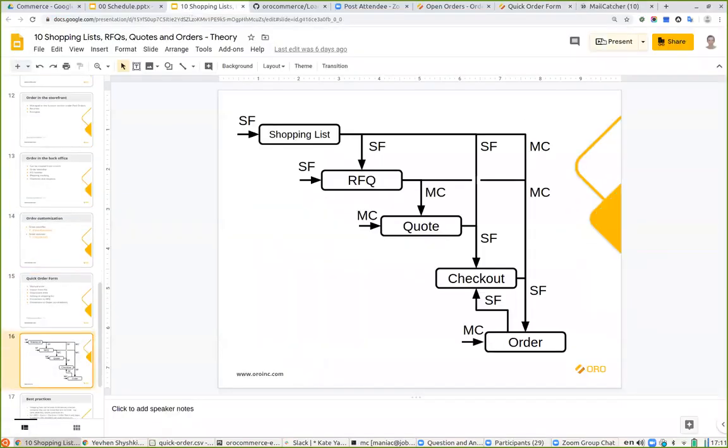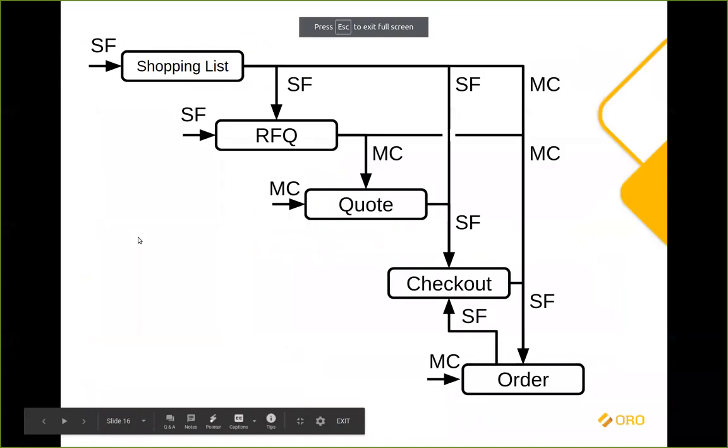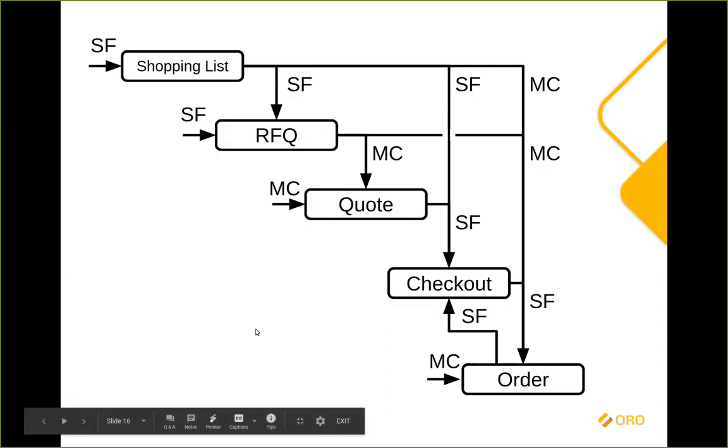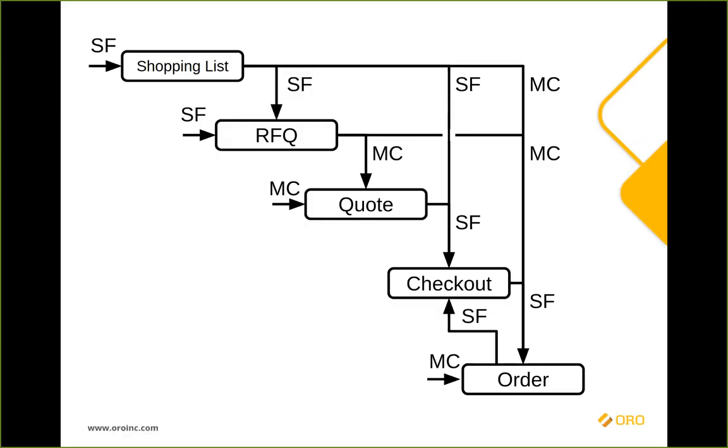And here is the schema I was talking about. So this is how all the entities can be converted to each other. When we have seen these 4 entities today, shopping list, RFQ, quote, and order, you have probably noticed that they are very similar from the structure point of view. All these entities are containers with line items, and each line item contains product, quantity, and unit. And most of them also contain the price.